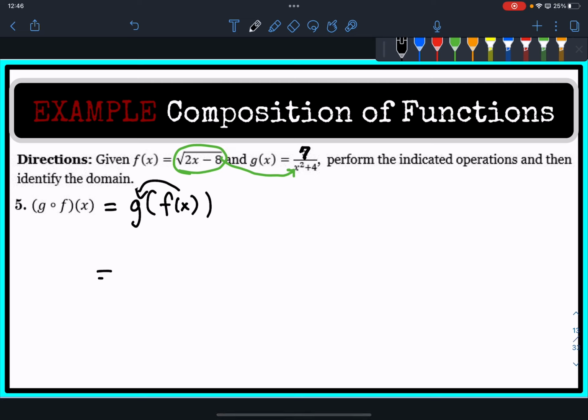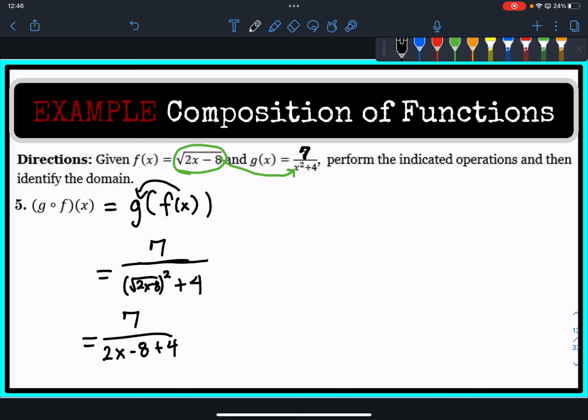So to plug f into g, g is 7 divided by x to the second power plus 4. And again, we're replacing the x in g with f, so the square root of 2x minus 8. Just like the last example, the square root and the square are going to cancel each other out. So in our denominator, we have the 7 on top, and on the bottom, we now have 2x minus 8 plus 4, since the square and the square root cancel each other out.